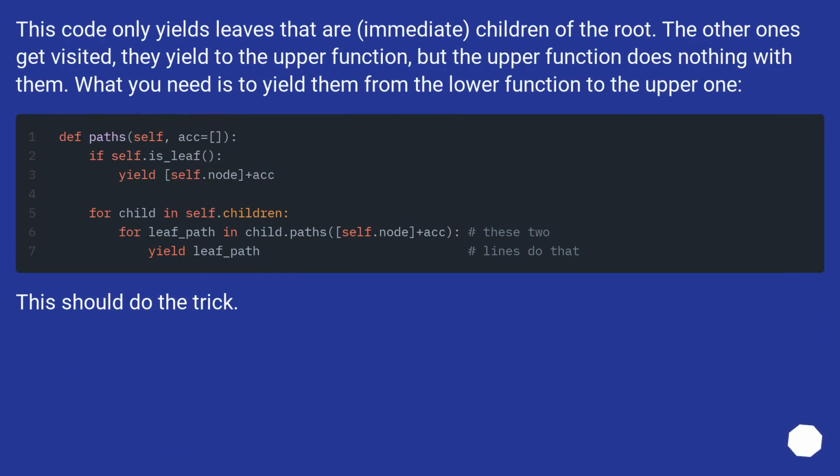The other ones get visited, they yield to the upper function, but the upper function does nothing with them. What you need is to yield them from the lower function to the upper one. This should do the trick.